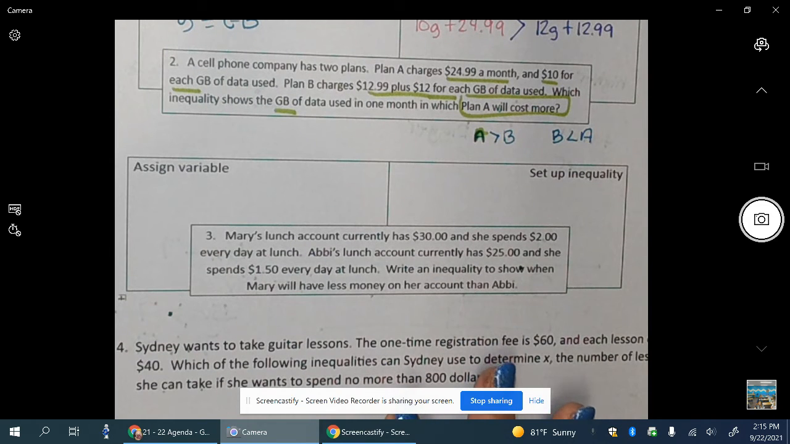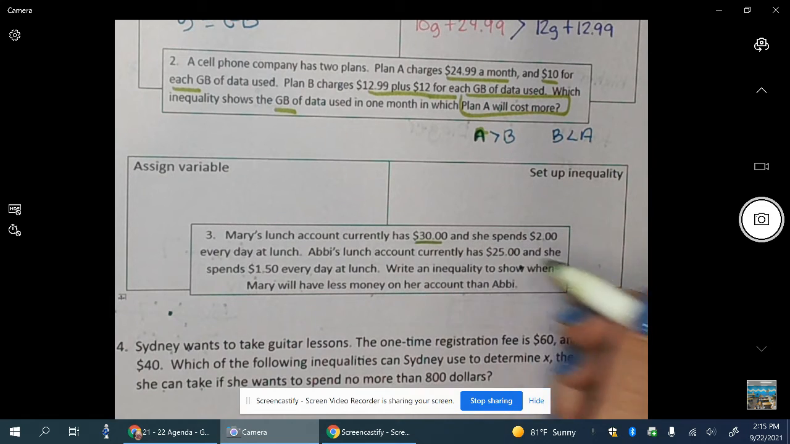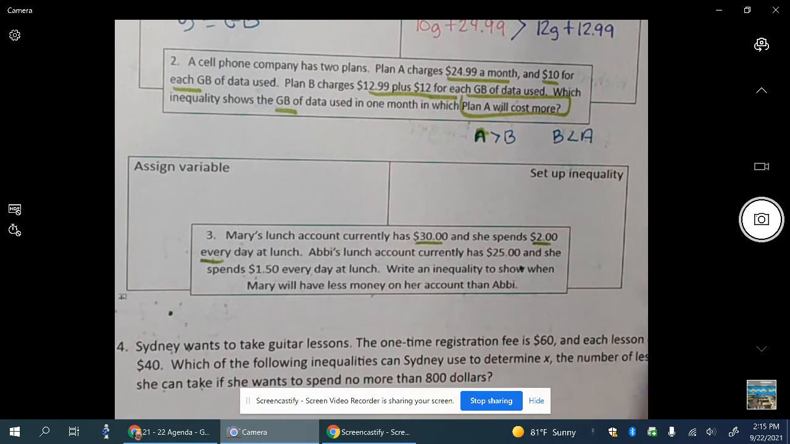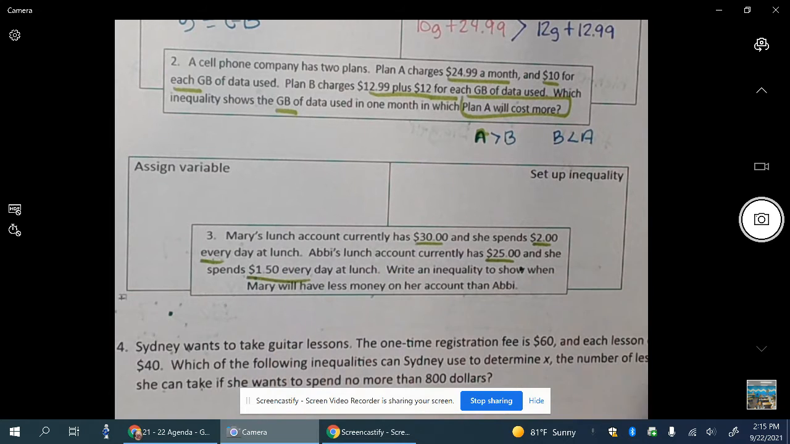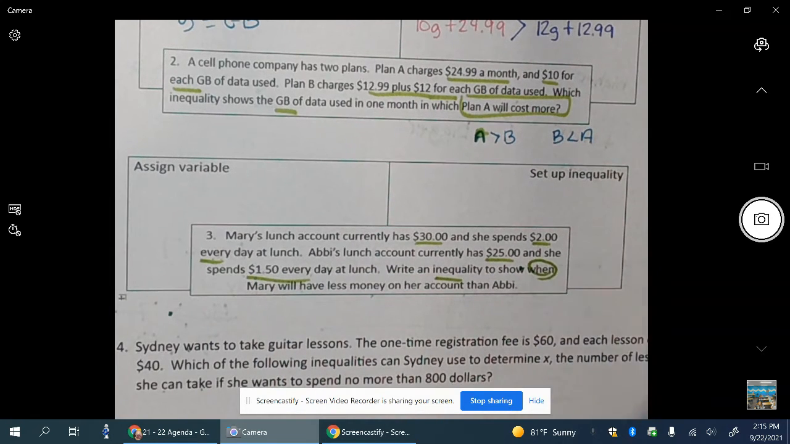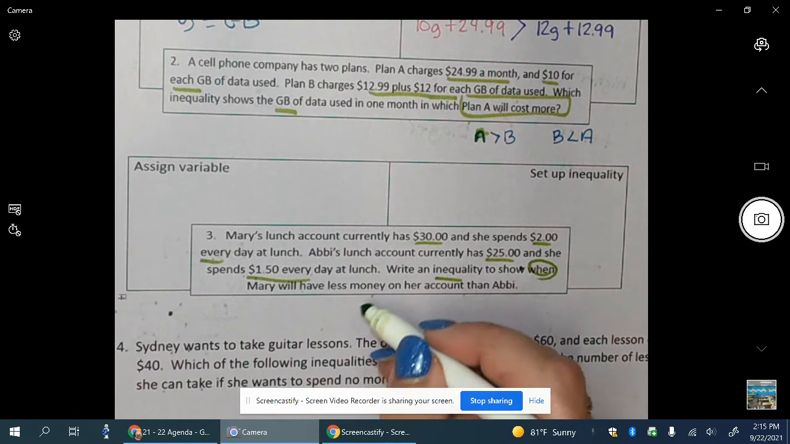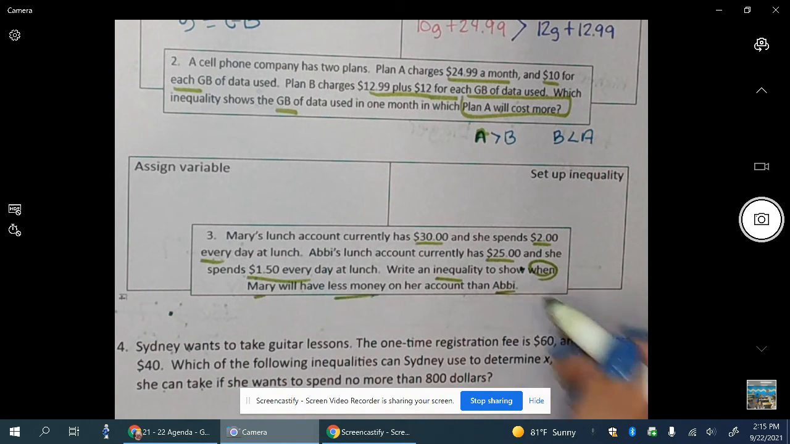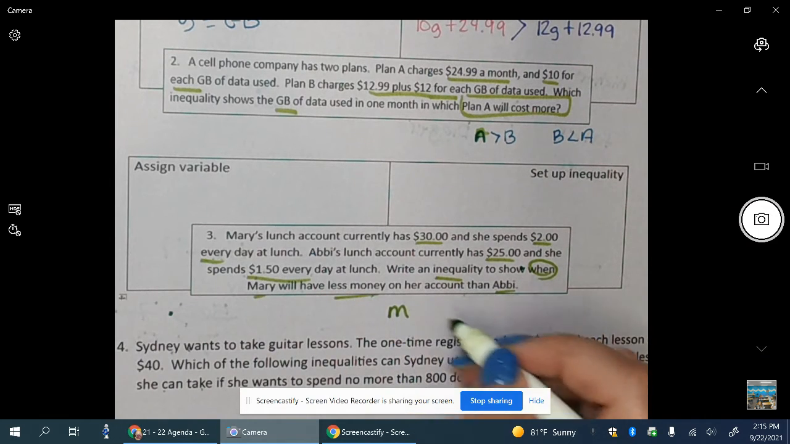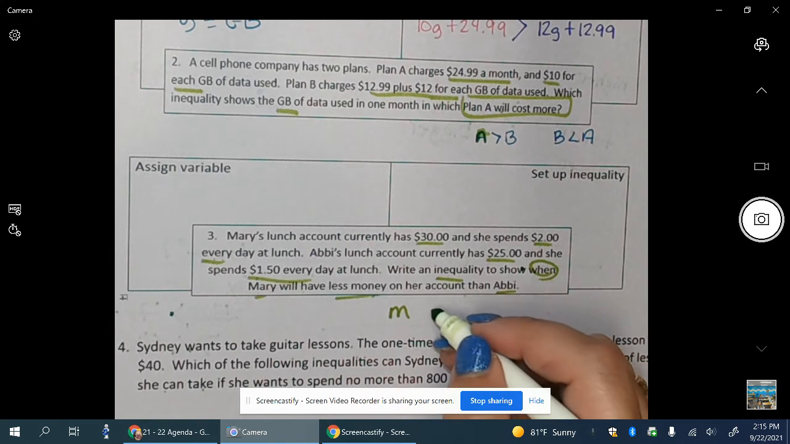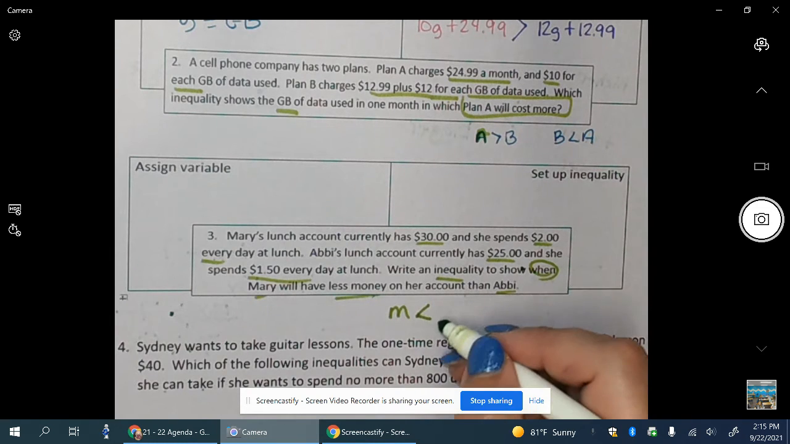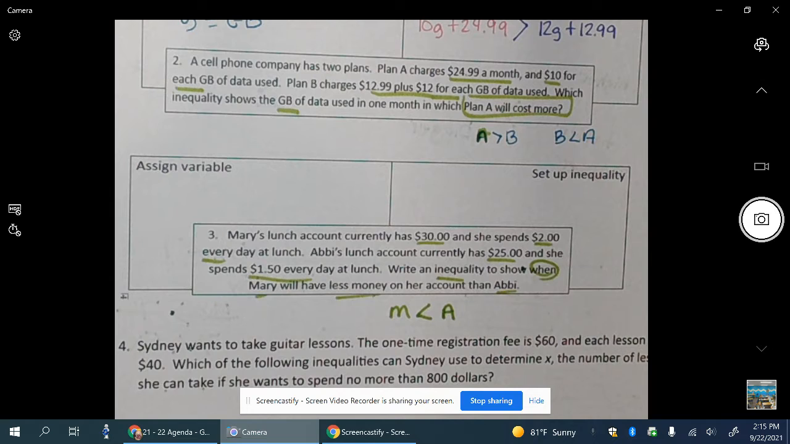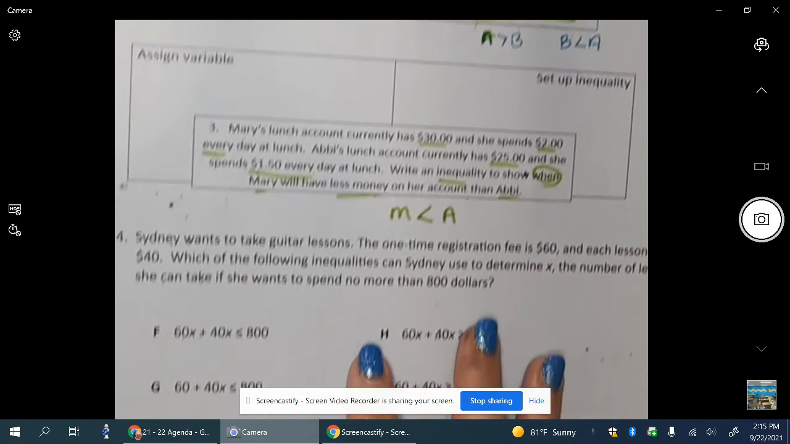Go ahead. Okay. Mary's lunch account currently has $30 and she spends $2 every day at lunch. Abby's lunch account currently has $25 and she spends $1.50 every day at lunch. Write an inequality to show when Mary will have less money in her account. Okay, perfect. Thank you. So we want Mary to do what? Have her money less than Abby. I want Mary to have less than Abby.